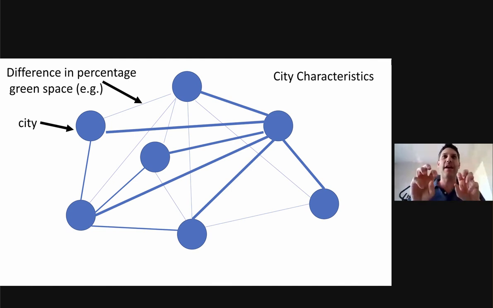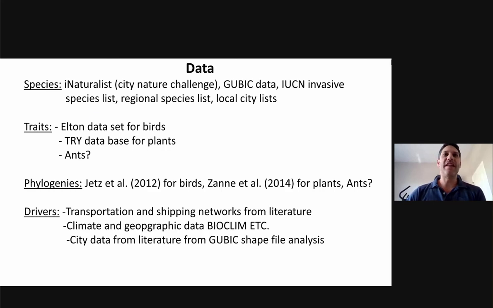So it's a nice way to do two types of analyses: more traditional distance-based analyses and then network analyses. And so what do we need? We need a whole lot of data to do this. The first set of data we need are species. We need species lists for cities. Some ideas that the group has put forward are using iNaturalist, GBIF data that people have contributed for different cities, IUCN invasive species lists, regional species lists, or local city lists.